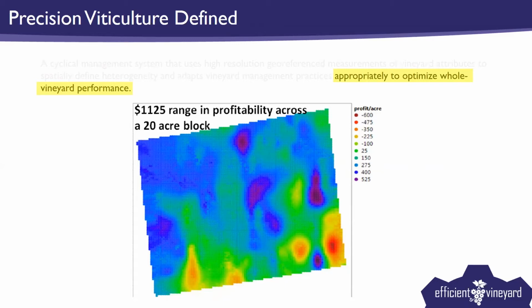So in this vineyard, as you can see, our profit per acre is ranging from -$600 in the red all the way up to making $500 in the blue. And this is for bulk juice grapes. And so as a grower, you want to make sure not only are you making money, but you're making money across the whole vineyard. So we want to optimize that whole vineyard's performance.